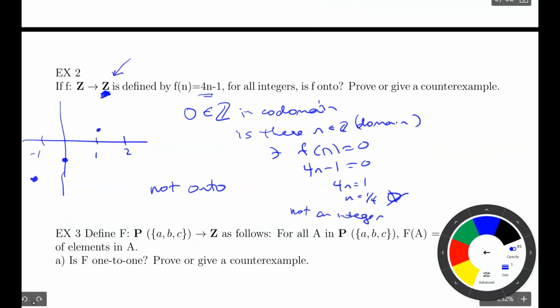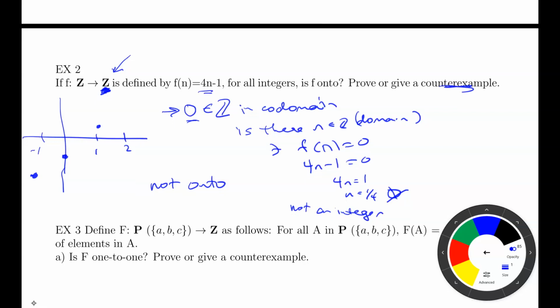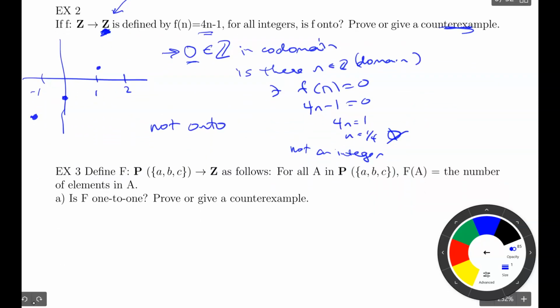So that's what you give as an example. The counterexample is I pick an element in the codomain, and go easy. Pick something like 0 or 1, and that will be nice.